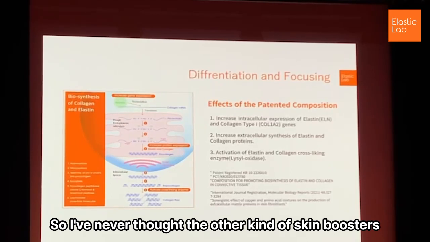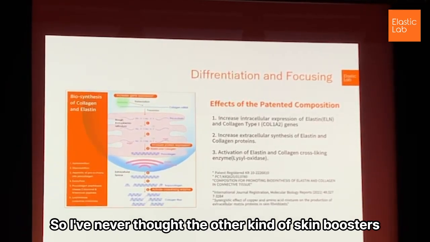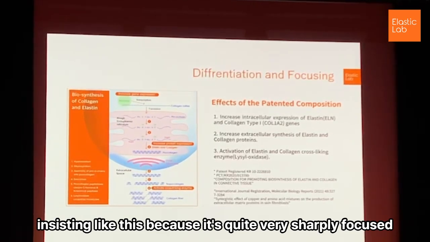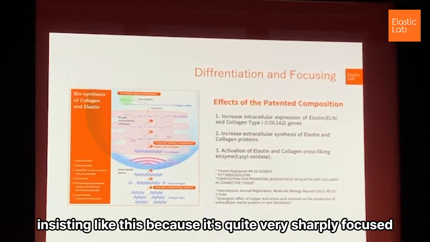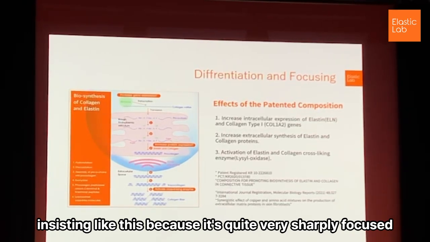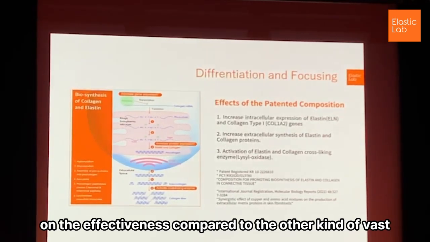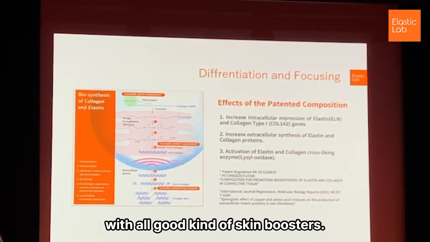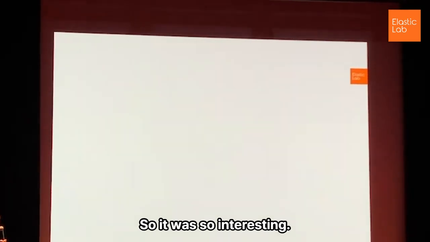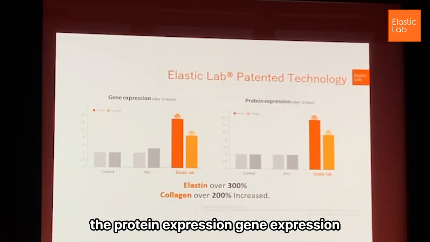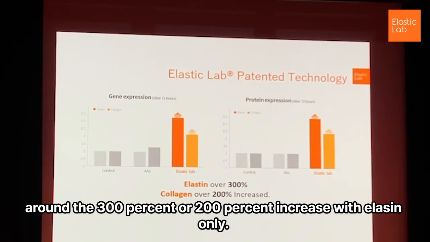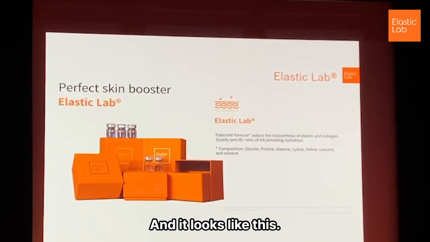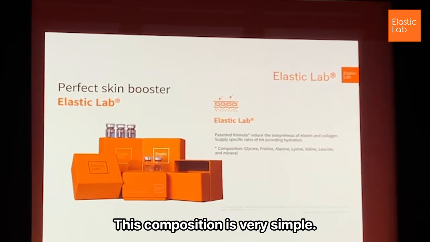So I never saw other skin boosters insisting like this, because the effectiveness is very sharply focused compared to the other all-good kind of skin boosters. So it was so interesting. Anyway, the protein expression and gene expression show around a 300% to 200% increase in the elastin only, and it looks like this.